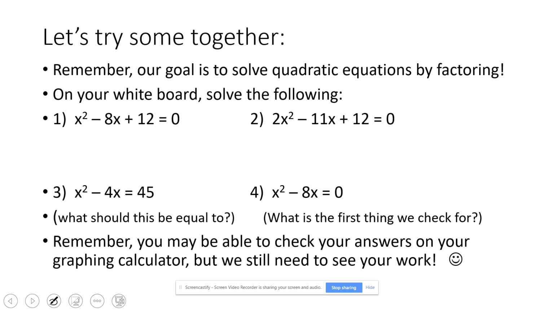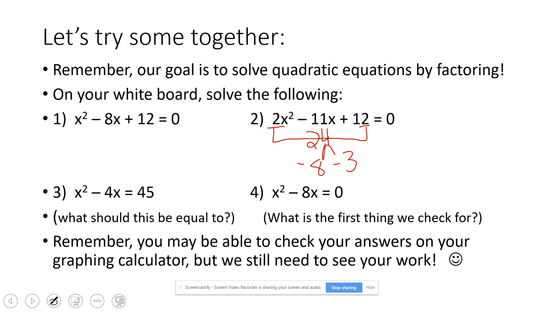Example 2. 2, 11, and 12. Are there any greatest common factors that we can pull out? No, because I can't divide the 11 by 2 evenly. So 2 times 12 is 24. We need the two factors or numbers that multiply to positive 24 and add to negative 11. So that will be -8 and -3.